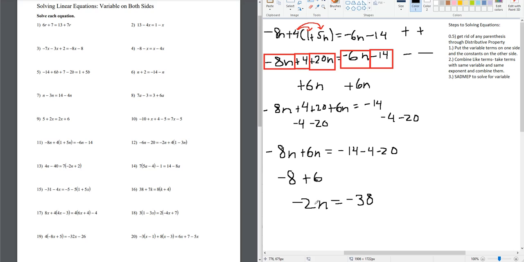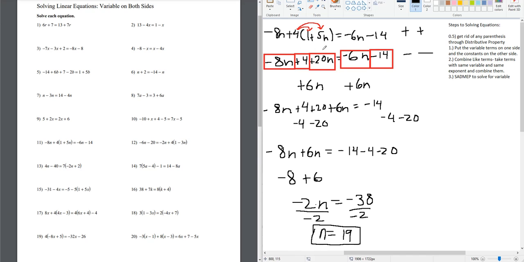And then here, again, we don't want this negative 2 there. We want our variable to be all alone. So this is divide by negative 2, divide by negative 2. n is equal to 38 divided by 2 is 19. And then negative divided by negative is positive. So this is a positive 19. And that's our answer. I know that I'm done because my variable's all alone. Once your variable's all alone, you know you're done.